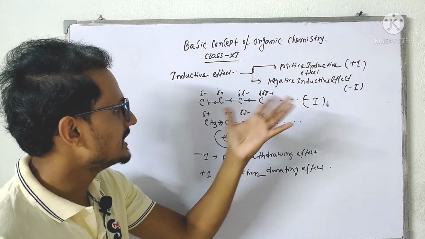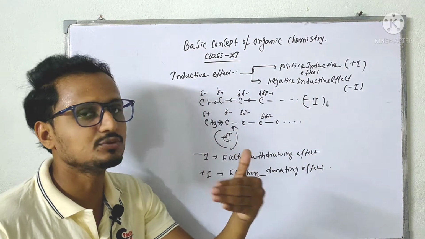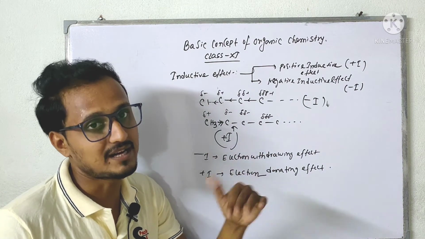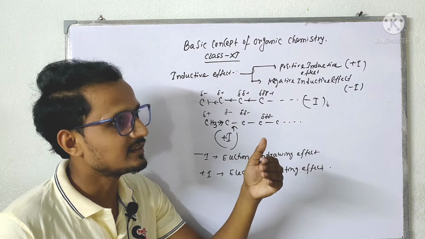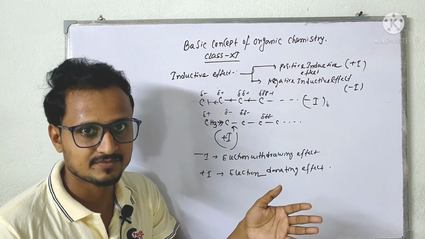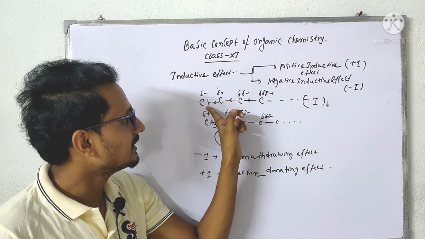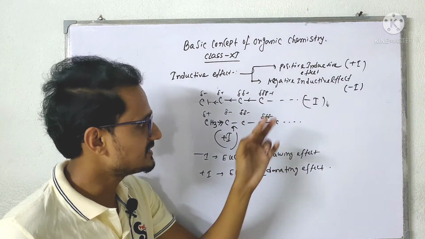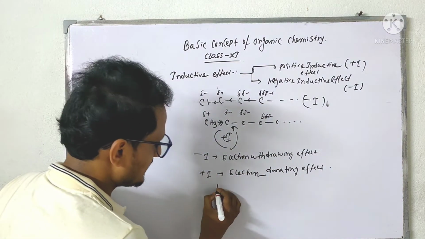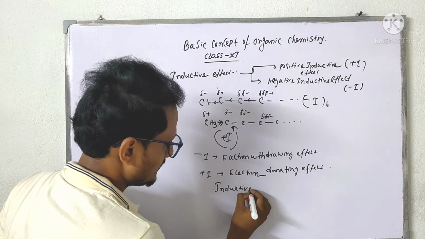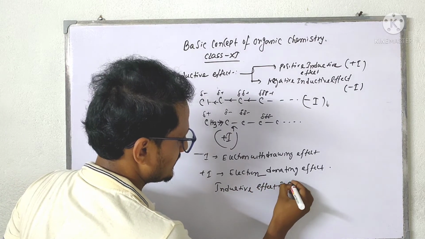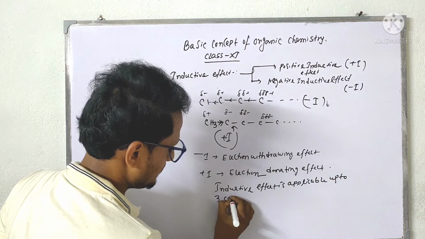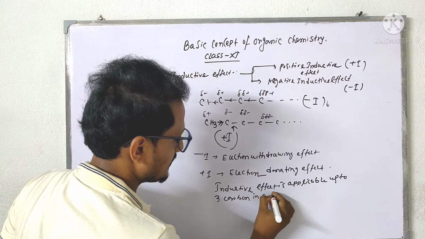Okay, now let me tell you one thing, that inductive effect is applicable up to 3 carbon. The effect of plus I or minus I decreases as the distance from the minus I or plus I affecting group increases. So it is applicable up to 3 carbon. Inductive effect is applicable up to 3 carbon in a carbon chain.